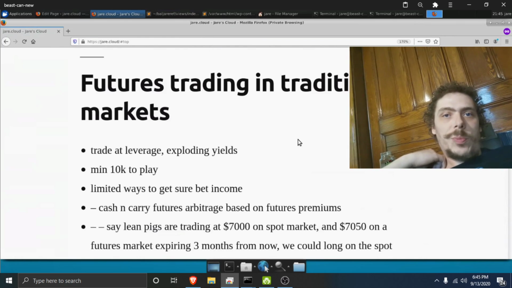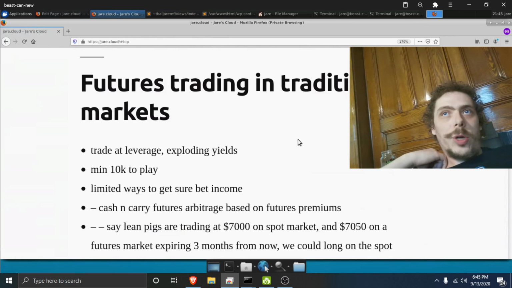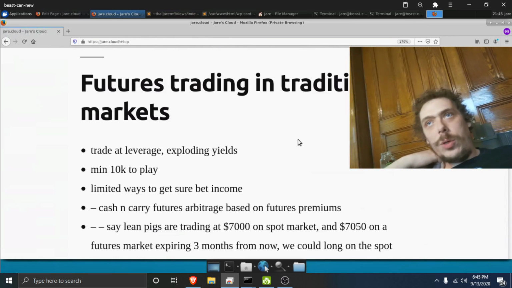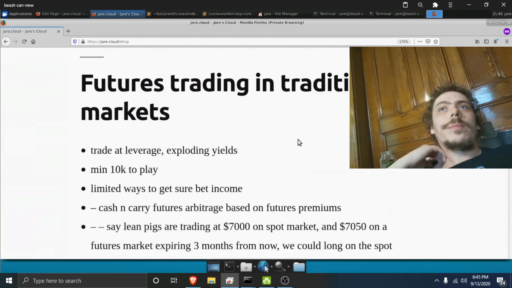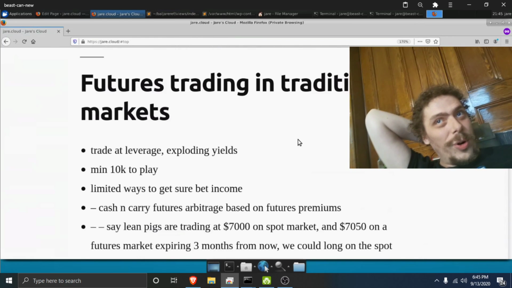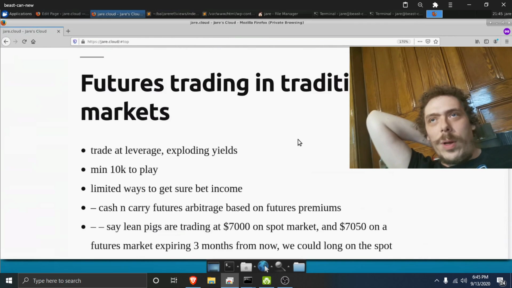So you make 10 times as much back than you would have trading without leverage, or 100 times, or whatever the leverage might be that you're willing to risk trading at. Now, with futures on traditional markets, the minimum is actually $10,000 to make an order, which is just outrageous. I have no idea why they did that.